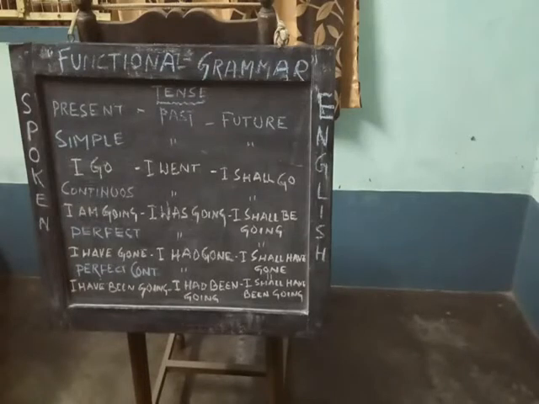Once again I am repeating, anything which is happening at the time of speaking, at the time of writing, this is present continuous tense. Like I am going to school, to market, to playground, anywhere. Okay, so I am going. At the time of speaking, what is continuously happening, this can be denoted as present continuous tense.